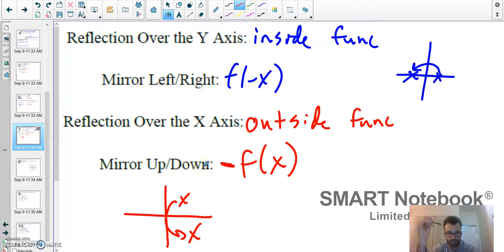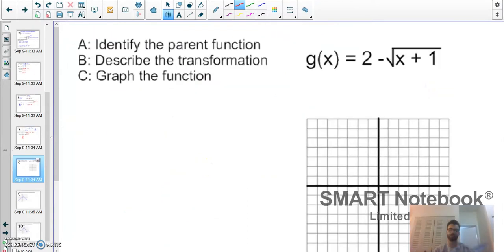All right? So let's tie this all together into one here. This asks us to first identify our parent function, then describe the transformation, and then to graph the actual function.